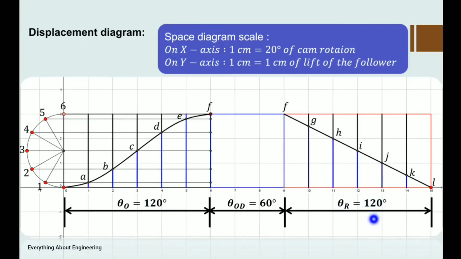Now we'll see this particular construction with the help of animation. One more thing, that on y-axis we are having the scale as 1 centimeter equal to 1 centimeter of the lift of the follower. Our lift of the follower is 30 mm, that is 3 centimeter. So this vertical distance will be 3 centimeter. Now let us see how to construct this particular displacement diagram. We'll see the entire construction also afterwards in full animation form.